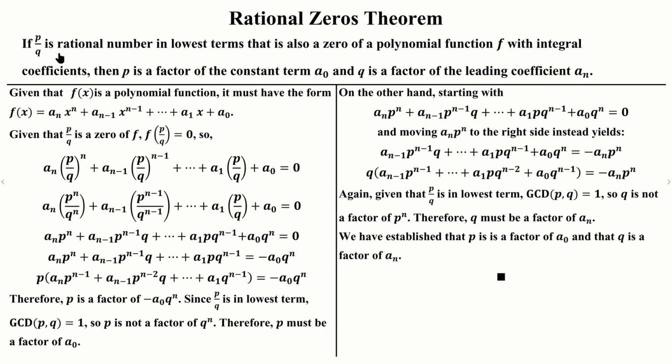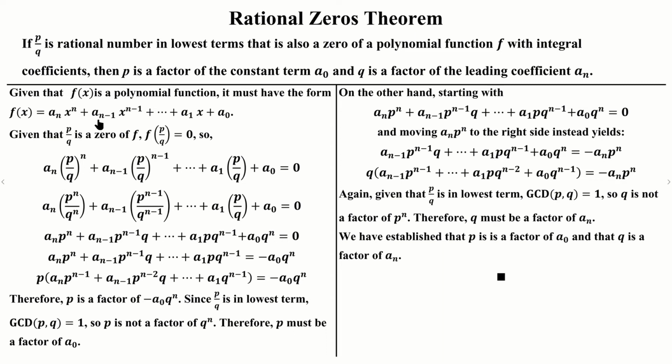If P over Q is a rational number in lowest terms that is also a zero of a polynomial function f with integral coefficients, that means the coefficients are integers, then P is a factor of the constant term a0 and Q is a factor of the leading coefficient an. So pay very close attention to the requirement that it's in lowest terms. It's going to play an important role when we prove this theorem.